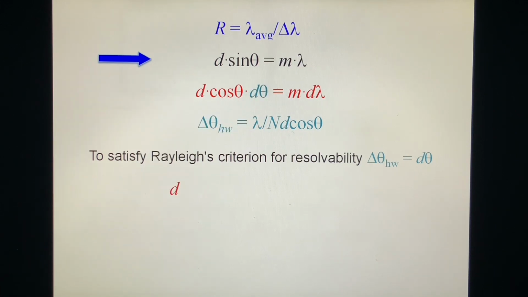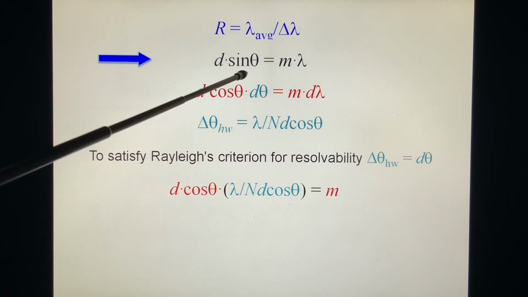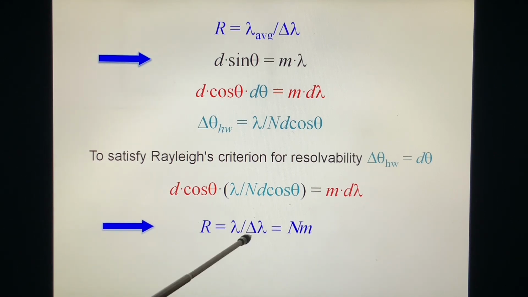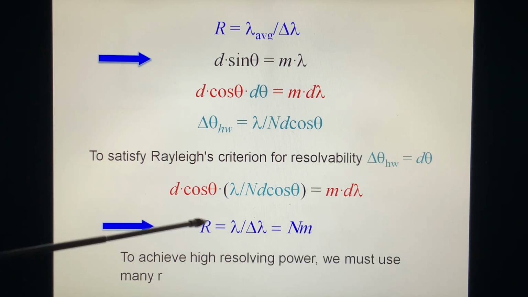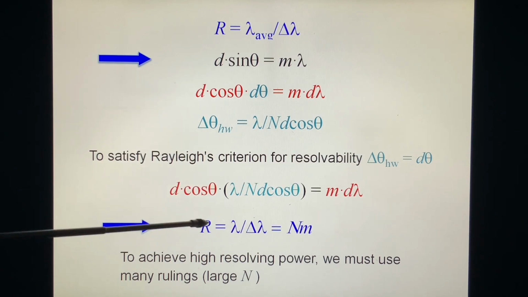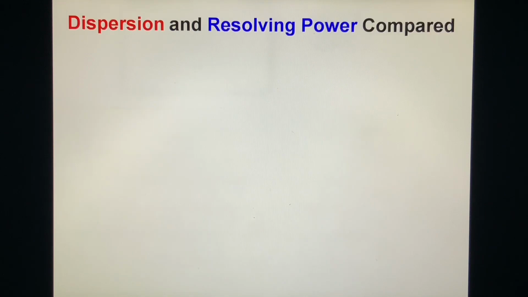We put this in, and we get d cosine theta lambda over delta lambda, or N d cosine theta, equal to m lambda. In this way, there's a d cosine theta in the denominator and in the numerator, so it cancels out. So we find R equals lambda over delta lambda equals N m. Wow, that's a nice result. To achieve high resolving power, we must use many rulings. The larger N is, the larger R is. Let's look at it in detail.